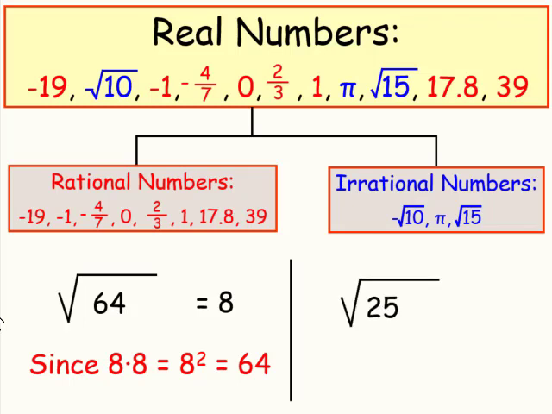Let's take a look at the number 25. If we took the square root of 25, this would not be irrational, since the square root of 25 is 5, since 5 times 5 is 25. Therefore, the square root of 25 is a rational number.